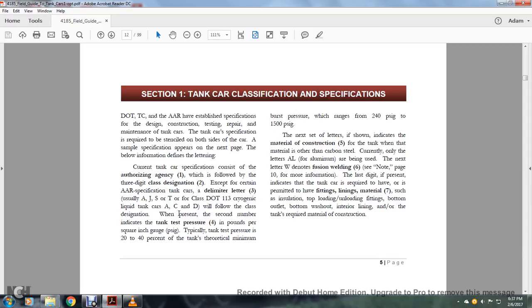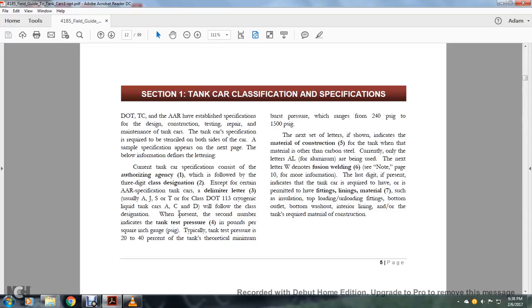The sample specifications appear on the next page below the information defining the letters. A current tank car specification consists of the authorizing agency, 1, which is followed by the 3-digit class designation, 2, except for certain AAR specification tank cars, in which case there are delimiter letters, usually J, S, or T, or the class DOT 113 cryogenic liquid tank cars A, C, and D, which follow class designations when present.